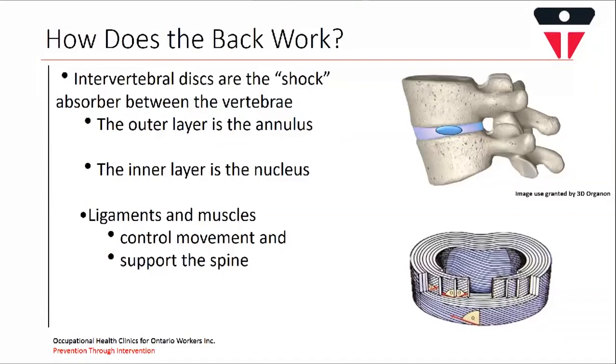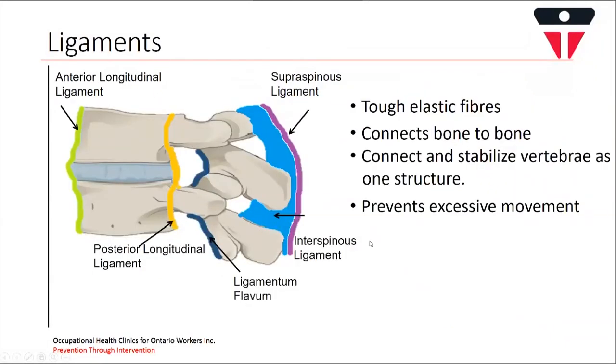We also have ligaments and muscles that control movement and support the spine. Ligaments are kind of like duct tape in a way. They're tough elastic fibers, bone to bone, that stabilize the vertebrae as one structure and prevent excessive movement.